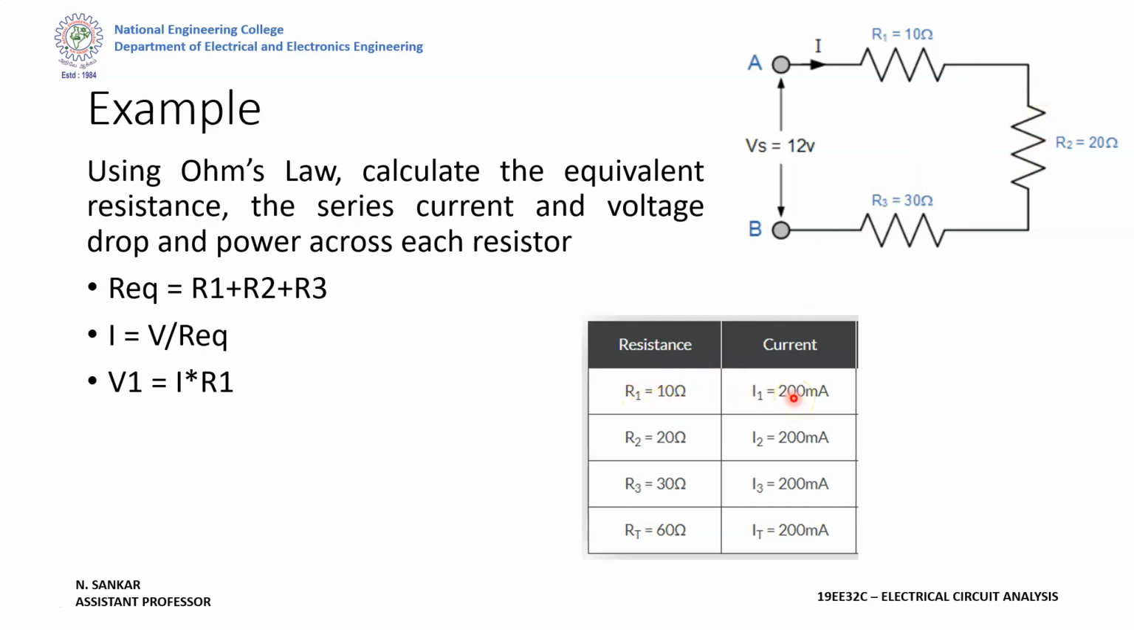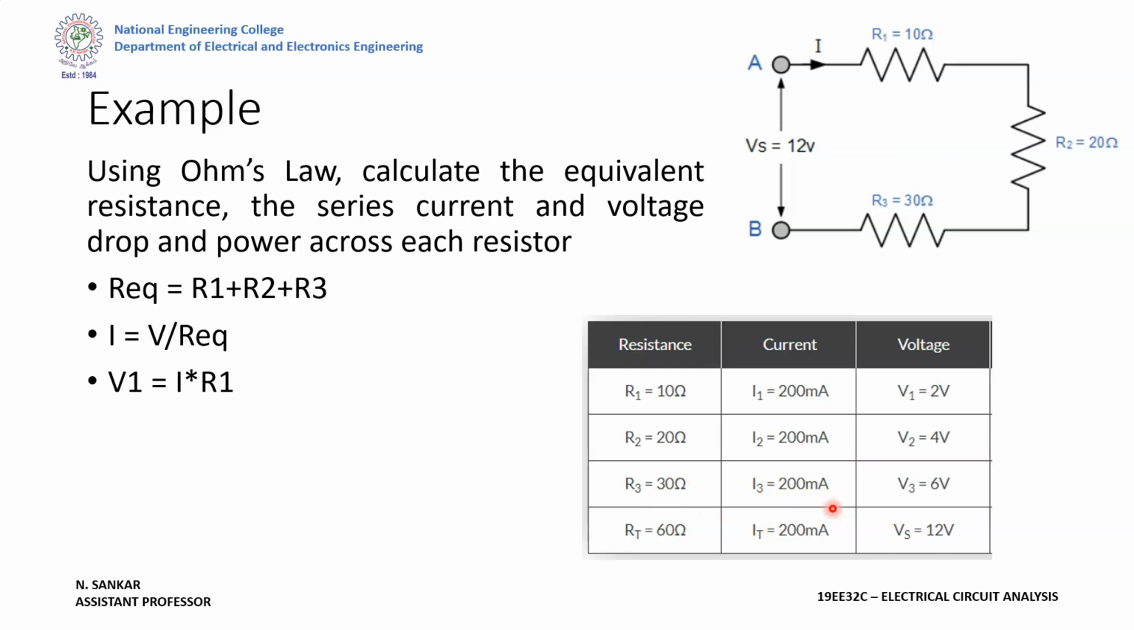I is nothing but 200 milliampere. Just multiply these two. So 10 into 200, 2000. 2000 into 10 power minus 3, which is equal to 2 volt. So 2 volt for V1, and 20 into 200, that is 4000, 4 volt for V2. Similarly, 6 volt for V3. So 2, 4, 6. If you add all voltage up, it will give the total voltage, 12 volt.